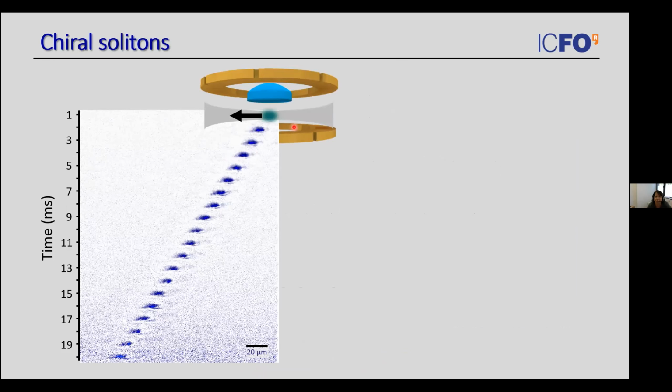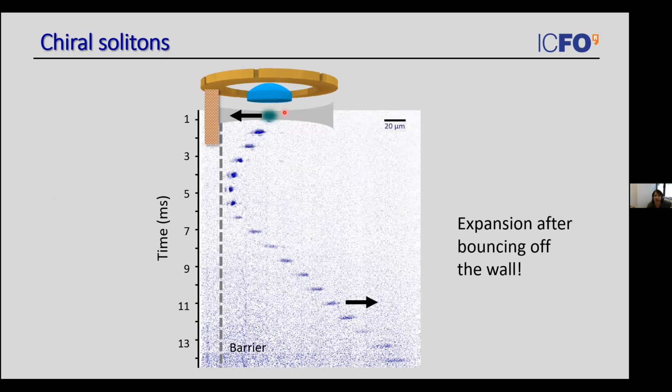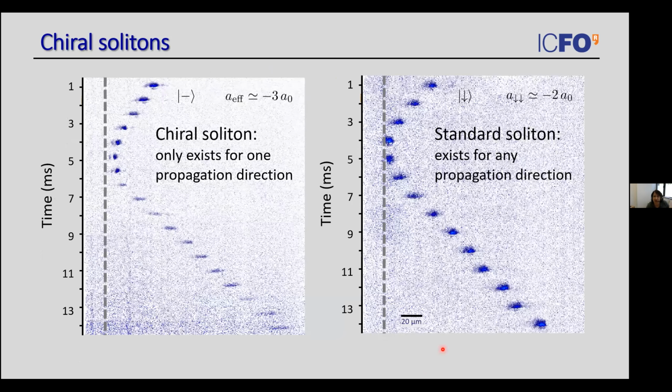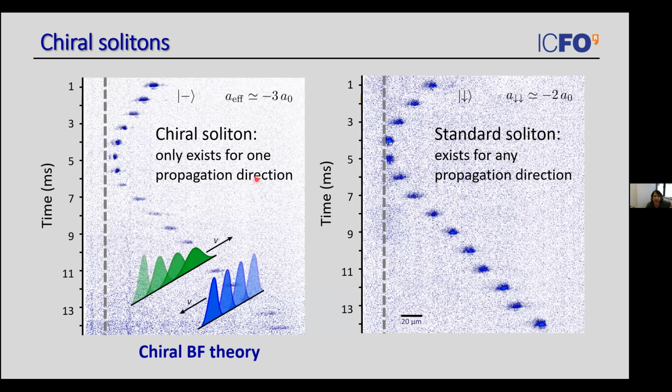So for that, what we do is that we implement experimentally what you would think about doing theoretically. It's that we build a wall for the atoms. That's a focused repulsive laser beam, and then we see what happens. And what happens is that this soliton comes to the barrier, and then when it bounces off, it starts to expand. And you could wonder if our barrier is doing something bad for the atoms, but standard solitons that we can also create don't show this behavior. So actually what we are showing is that we have really a chiral soliton in our system, really the chiral soliton solution of this BF theory.